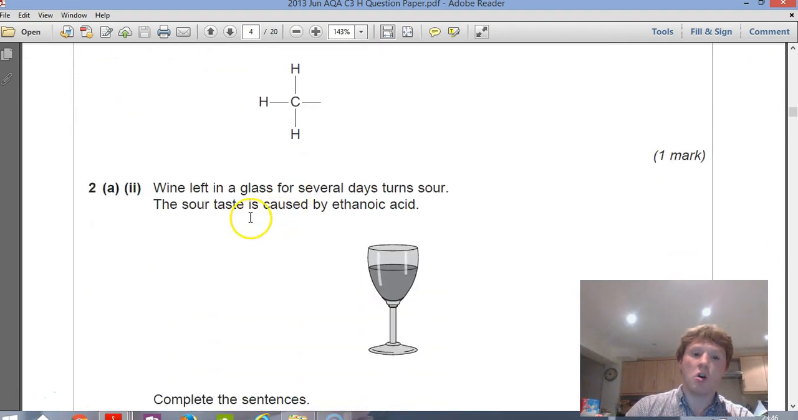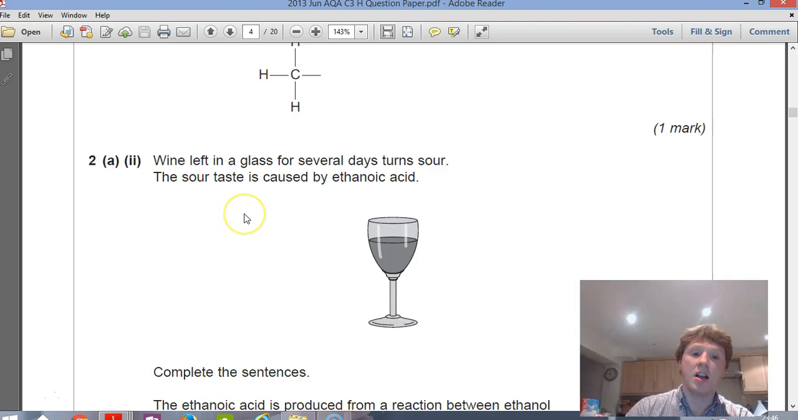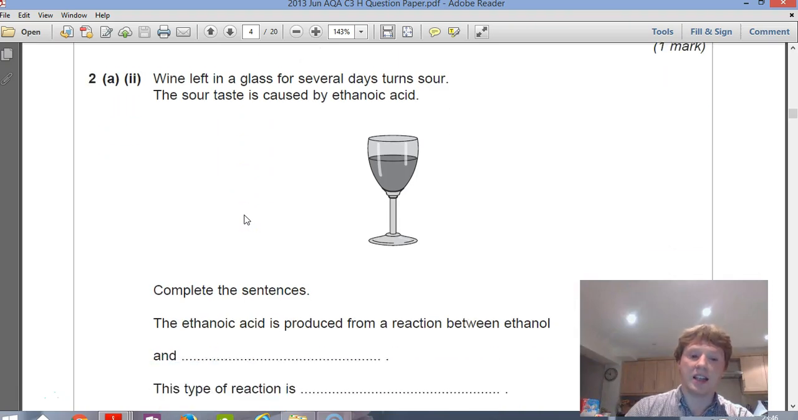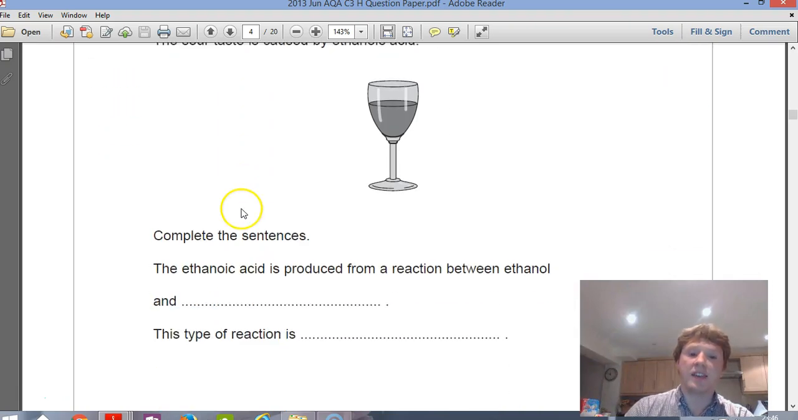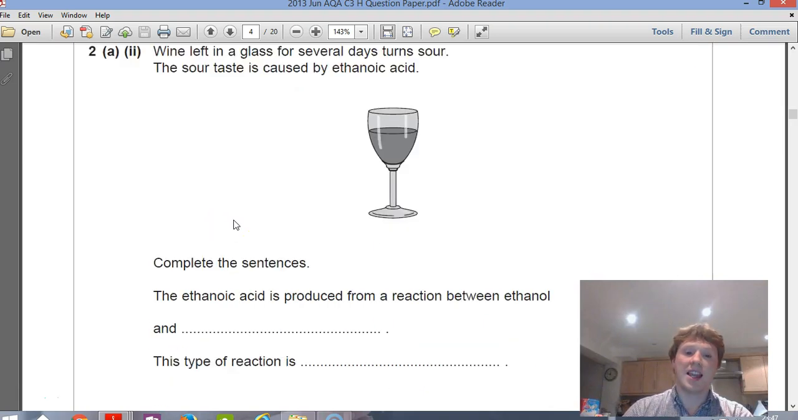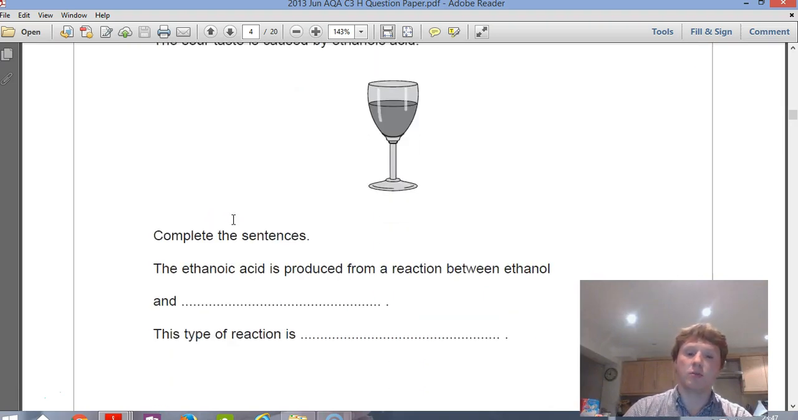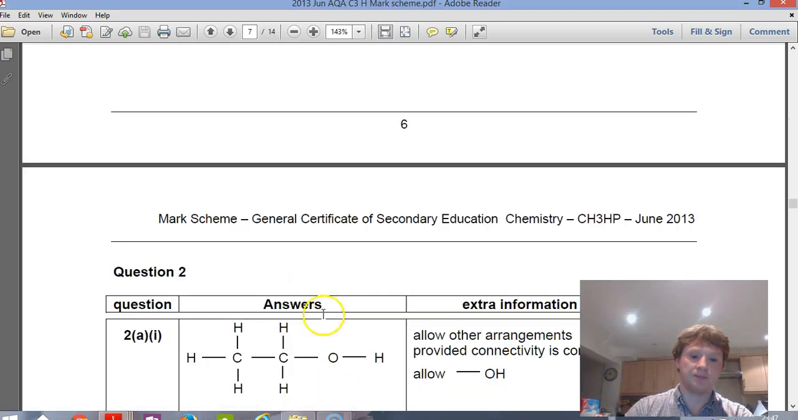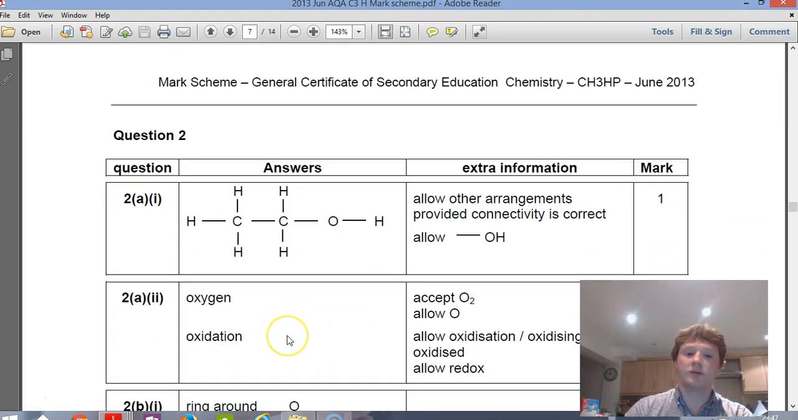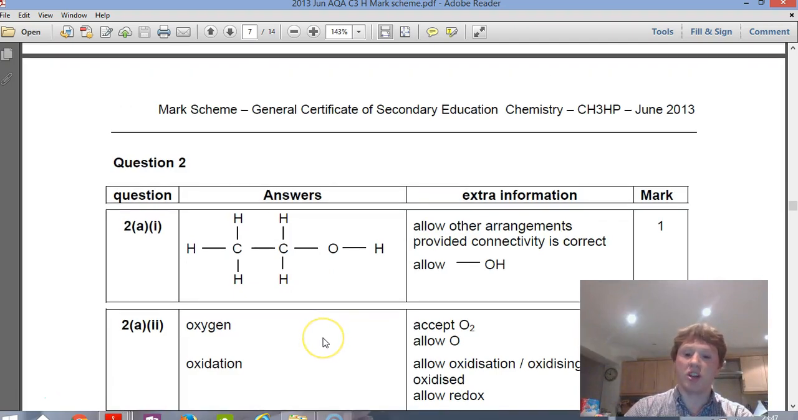Right, next one. Wine left in a glass for several days turns sour. The sour taste is caused by ethanoic acid. Complete the sentences. Ethanoic acid is produced from a reaction between ethanol and blank. This type of reaction is blank. Okay, so it's left in the glass. So think about what it's in contact with in an open glass. Right, the answers: oxygen, oxidation. So it reacts with oxygen, and a reaction where something reacts with oxygen is called an oxidation reaction.